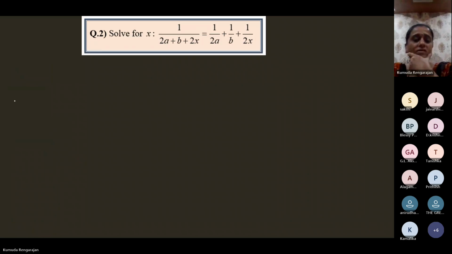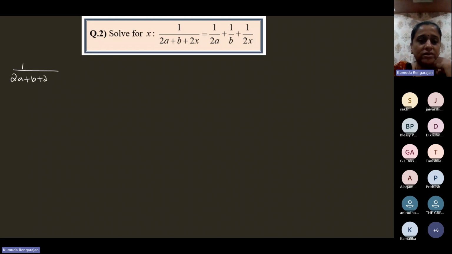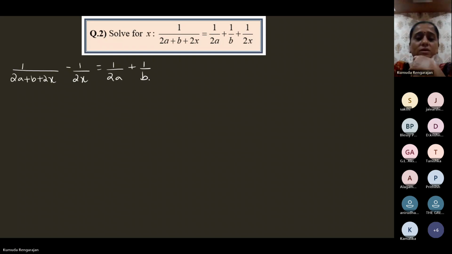I just want to do it again, just to make sure all of you have understood. So let's first transpose. 1 by 2a plus b plus 2x minus 1 by 2x, the x terms on one side, is equal to 1 by 2a plus 1 by b. This is the first step: bringing 1 by 2x to the left hand side.